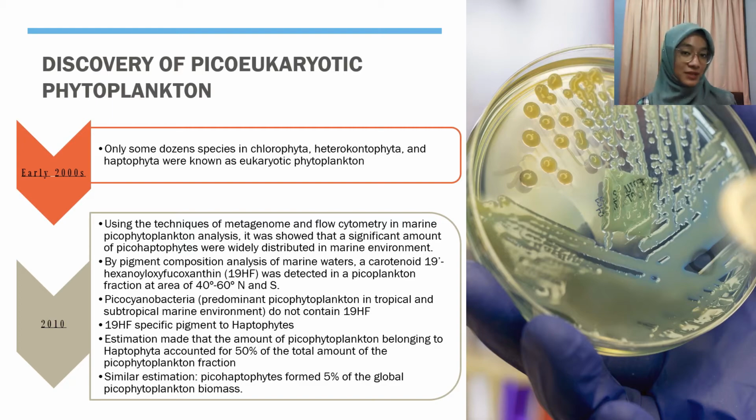Since picocyanobacteria, which is a predominant phytoplankton in tropical and subtropical marine environments, do not contain 19HF, and 19HF is a specific pigment that can be found in haptophytes, an estimation was made that the amount of phytoplankton belonging to Haptophyta accounted for 50% of the total amount of the phytoplankton fraction. A similar estimation was also made that picohaptophytes formed around 5% of the global phytoplankton biomass.